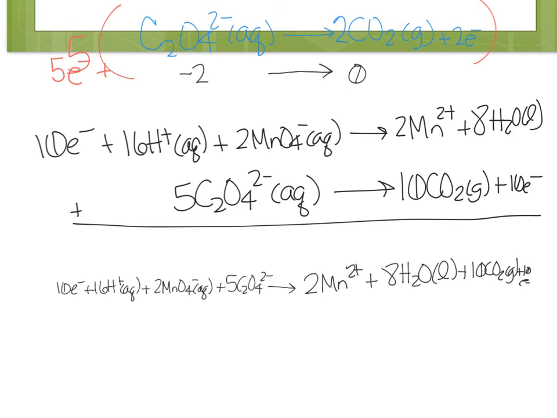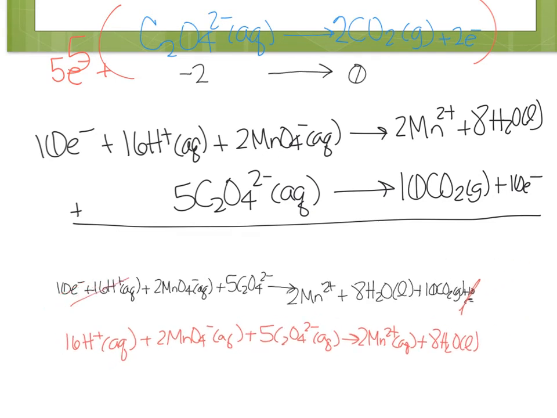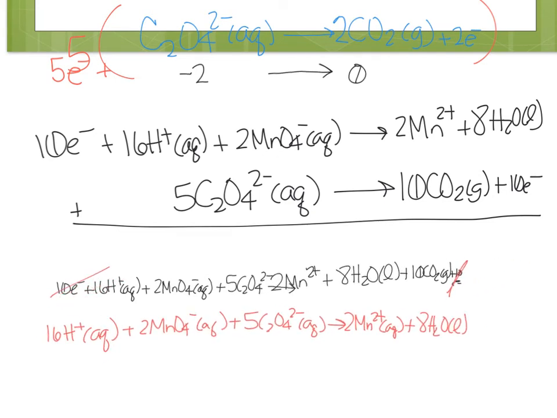What's your next step? Cancel things out. What can cancel? Just the electrons at this point, right? So then what you do is you rewrite it and double check. 16H plus aqueous plus 2MnO4 minus aqueous plus 5C2O4 2 minus aqueous yields 2Mn2 plus aqueous plus 8H2O liquid plus 10 CO2 gas. So now we have to double check and make sure everything's balanced.